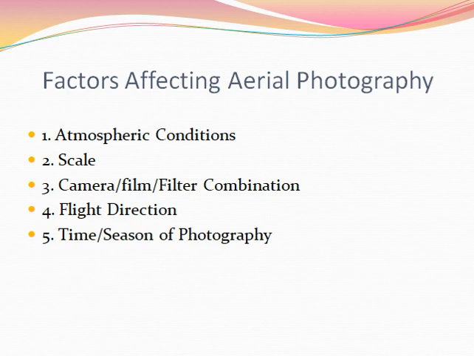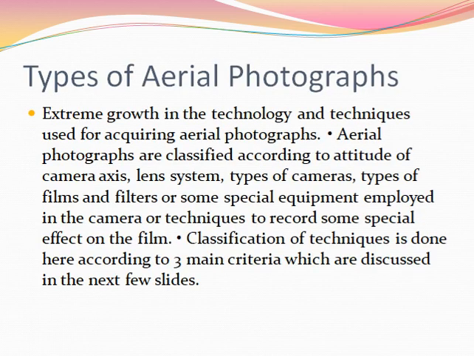Then there are different types of aerial photographs. There has been extreme growth in technology and techniques used for acquiring aerial photographs. Aerial photographs are classified according to the attitude of the camera axis, lens system, types of cameras, types of films and filters, or some special equipment employed in the camera to record some special effects on the film. The classification is done according to three main criteria, which are discussed below.